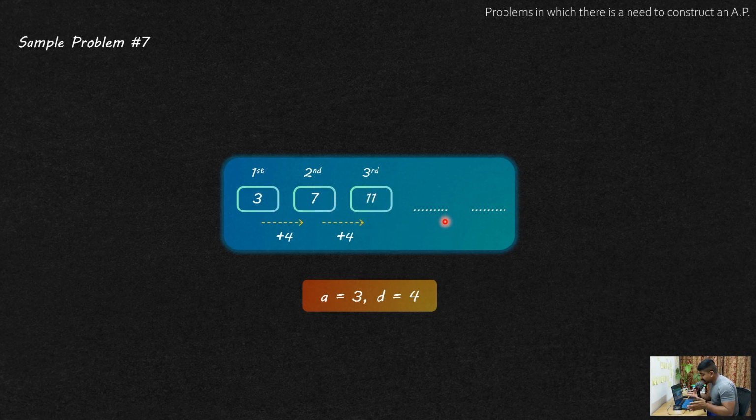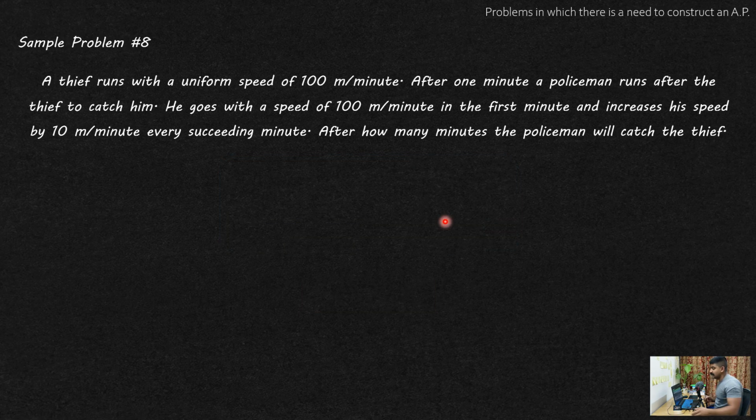Now the next problem is going to be an interesting one. A thief runs with a uniform speed of 100 meters per minute. After 1 minute, a policeman runs after the thief to catch him. He goes with a speed of 100 meters per minute in the first minute and increases his speed by 10 meters per minute every succeeding minute. After how many minutes the policeman will catch the thief? Too many minutes in this question. Pause the video, read the question again, and then we'll start solving it together.